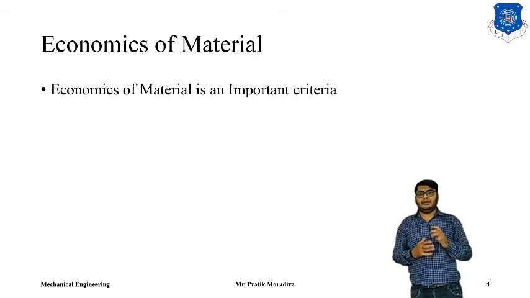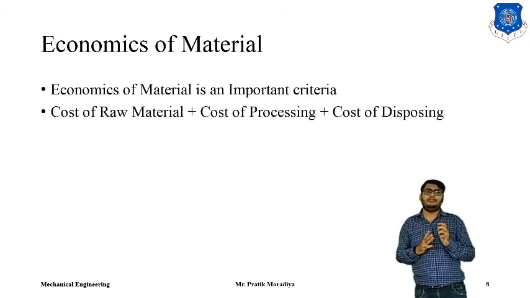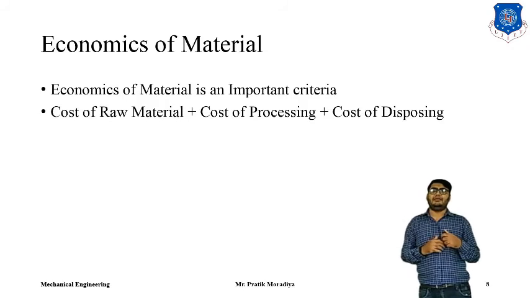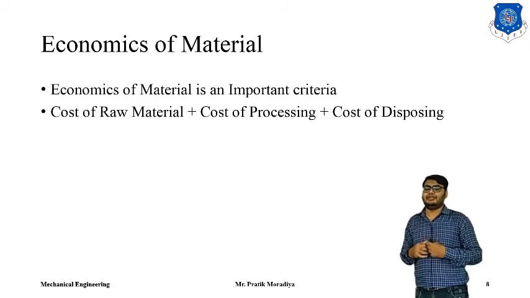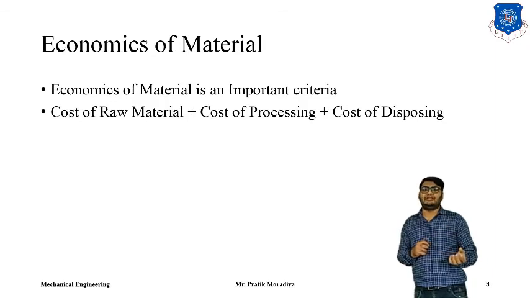This is also an important criterion while selecting a material. What we are considering is not only the cost of raw material, but also how much cost there will be in processing and how much cost there will be in disposing. For example, if we consider the cost of raw materials only, then you might feel that plastic is a much better material than glass. But if you think about sustainability and the long run, and the cost of processing plastic and disposing of it is very high, you might opt for glass.